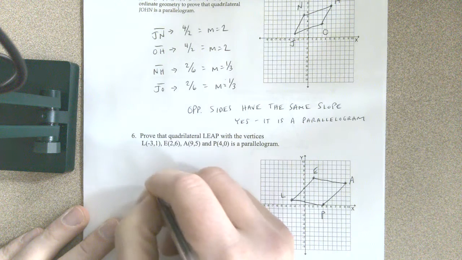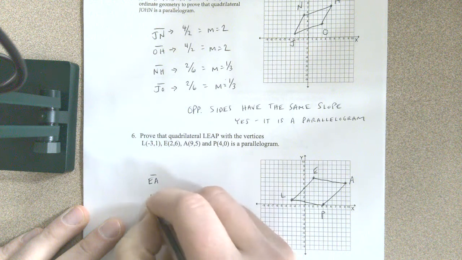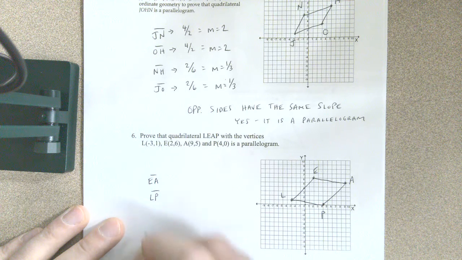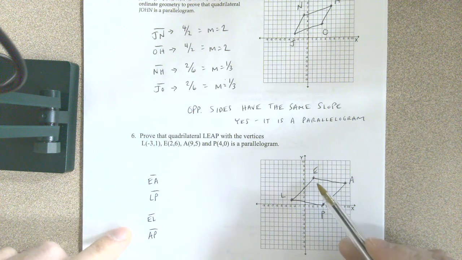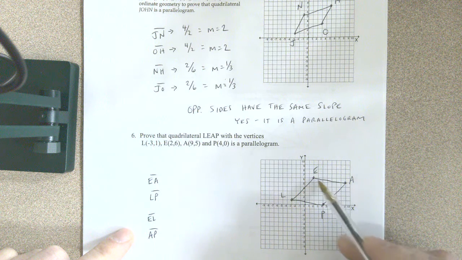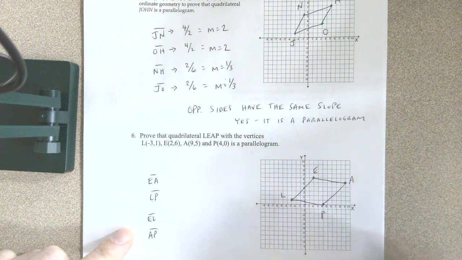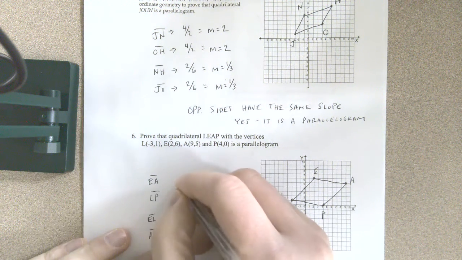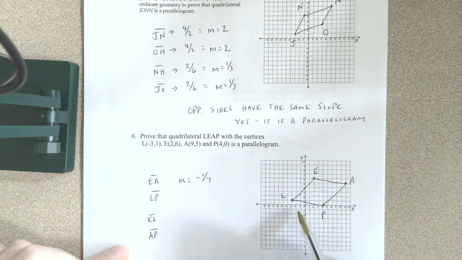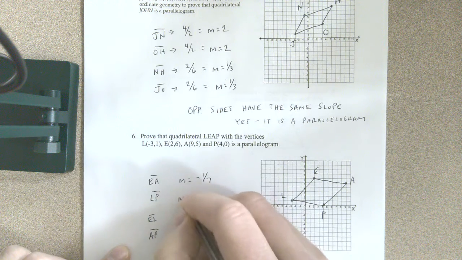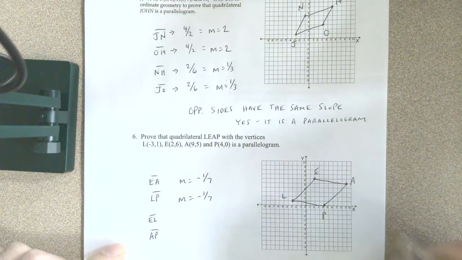So I'm going to do EA and LP, those are opposite sides, and then EL and AP are opposite sides. So EA, if I start at E, I'm going to go down 1 and over 1, 2, 3, 4, 5, 6, 7. So that's going to be a slope of -1/7. LP, I'm going to go down 1 over 7. So again, slope of -1/7.